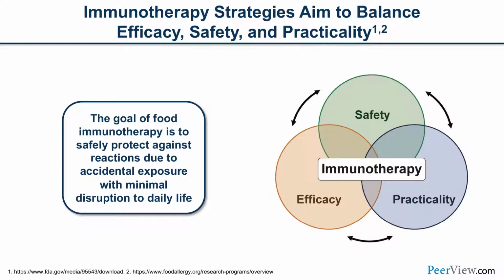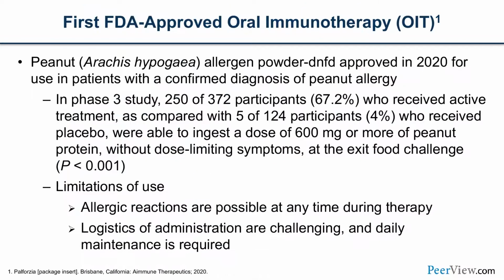And we're looking here at trying to get this delicate balance of safety, efficacy, and practicality, which has been difficult to achieve, although progress is occurring. So there is now, beginning in early 2020, an FDA-approved oral immunotherapy product for peanut allergy.